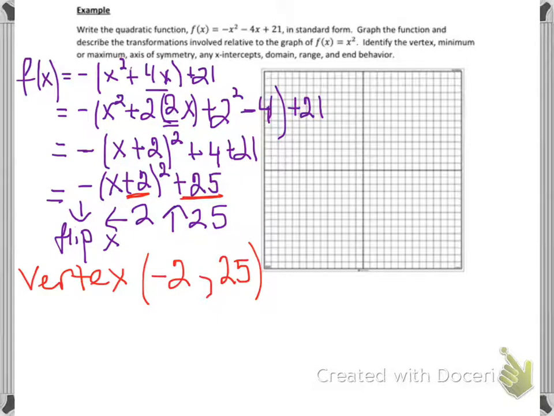We also have to identify the minimum or maximum. Well, the minimum or maximum of a parabola always occurs at the vertex. However, you do have to specify, is this going to be a minimum or maximum? Since it is a frowny face, the vertex will be at the top, which makes this vertex a maximum value.